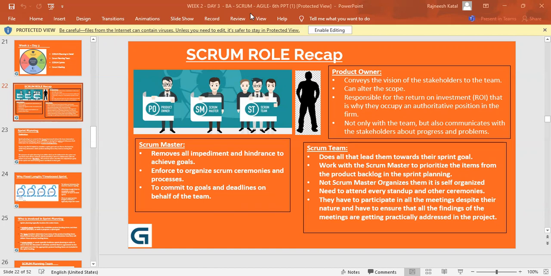We can also say that removing all impediments is basically because the Scrum Master is an interface or a point of contact between the client, the product owner and the team. Anything which the client wants is discussed through the Scrum Master within the team and then conveyed to the client and the product owner, whether it's feasible or not, and whether it can be implemented or not.